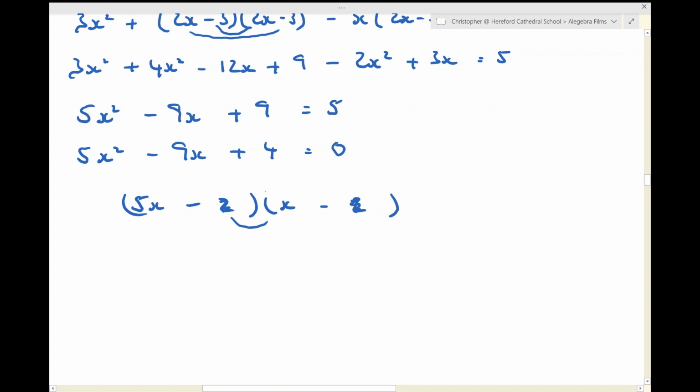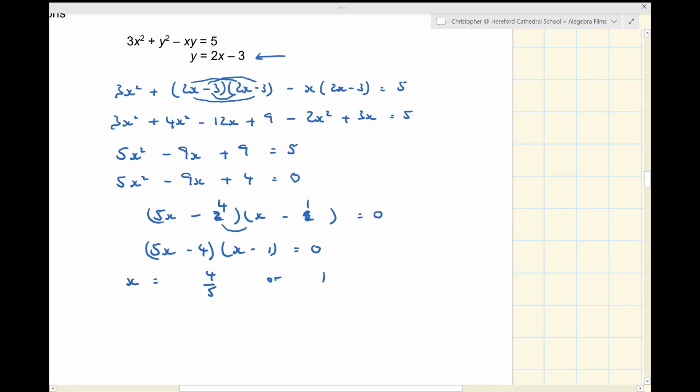Let's try 1 and 4, shall we? Let's try 1 here. Let's try 4 there and 1 there. Let's have a look. Does that work? Minus 4x and then minus 5x gives me minus 9x. So yes, that works. So my factorised version is 5x minus 4 multiplied by x minus 1 equals 0. So x will be 4/5 or 1.